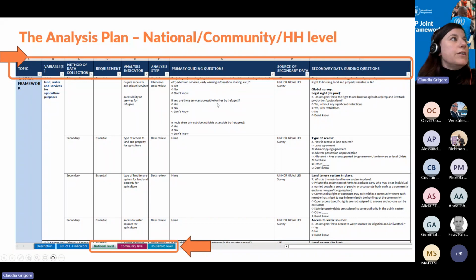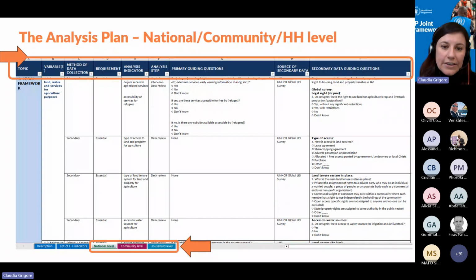Now, each column indicates an information. So for instance, the first one is the topic, which provides the topic of analysis. As we mentioned before, we saw the list of different topics that is covered by the livelihoods add-on module. In the second column, you have the variables, which provides the variable of analysis. Then you have the method of data collection, which specifies whether it is primary data collection, meaning to be collected through the JAF add-on module, or secondary data, which is already available and not necessary to collect again. Then the fourth column is the requirement level, which specifies whether the indicator is essential or optional.